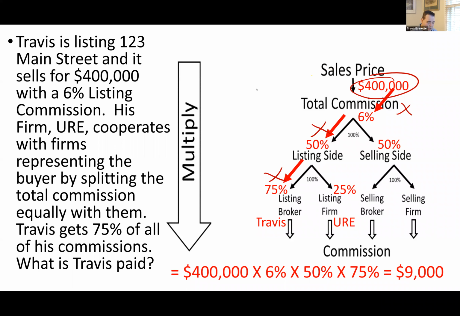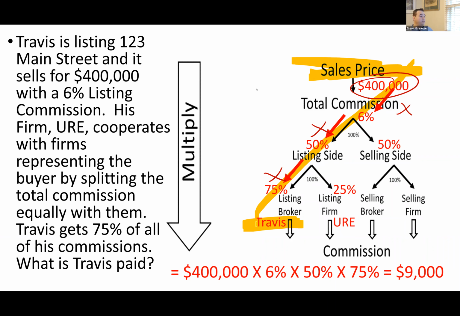Oops, sorry, I'm going to do that as a highlighter. From the sales price down here to Travis. And I'm making a path. That's it. And I'm hitting every number along the way, and it will work every single time.